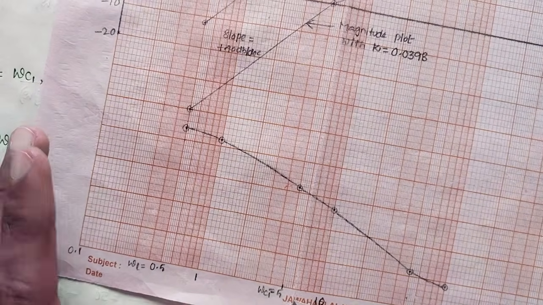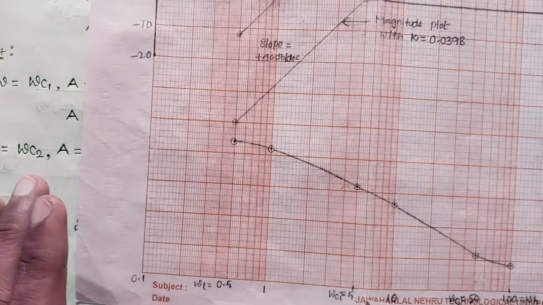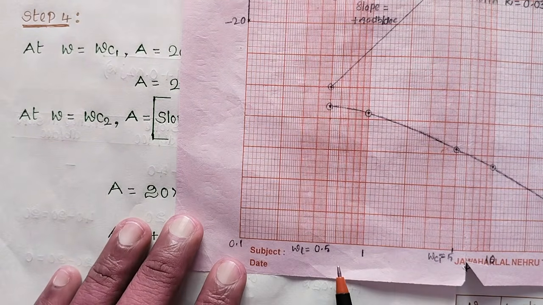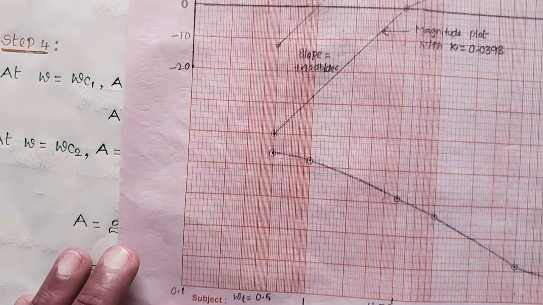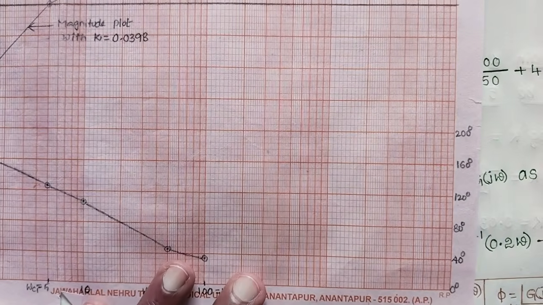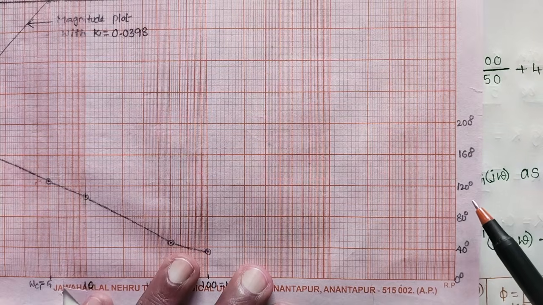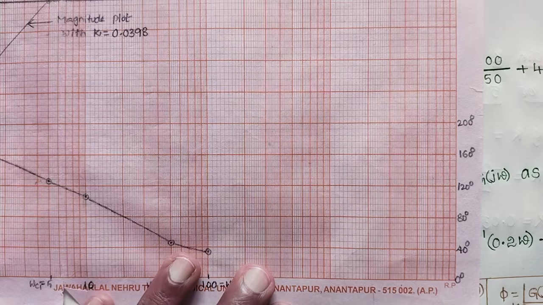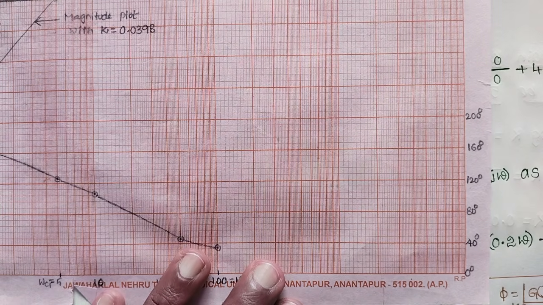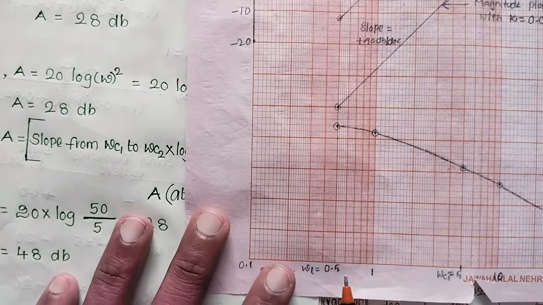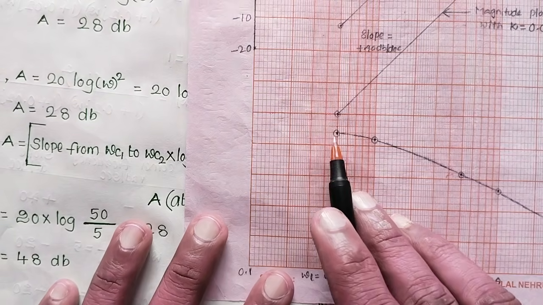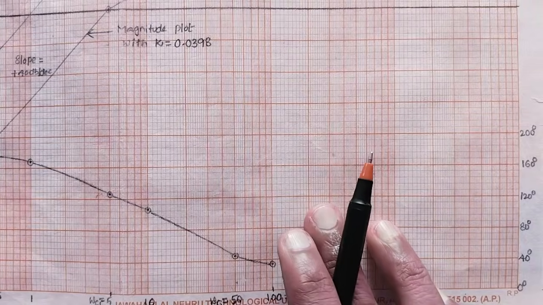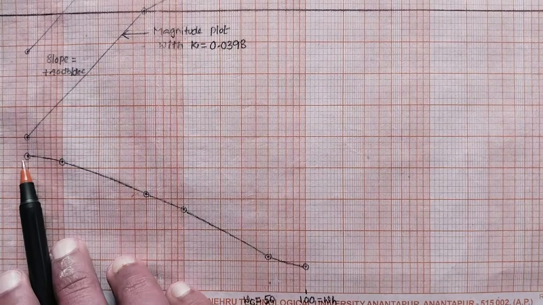If you see the phase angle plot, at omega equal to 0.5 radians per second, the angle is 174. Here, the angles are 0, 40, 80, 120, 160, 200. So that's why at 0.5 radians per second, the phase angle is 174.